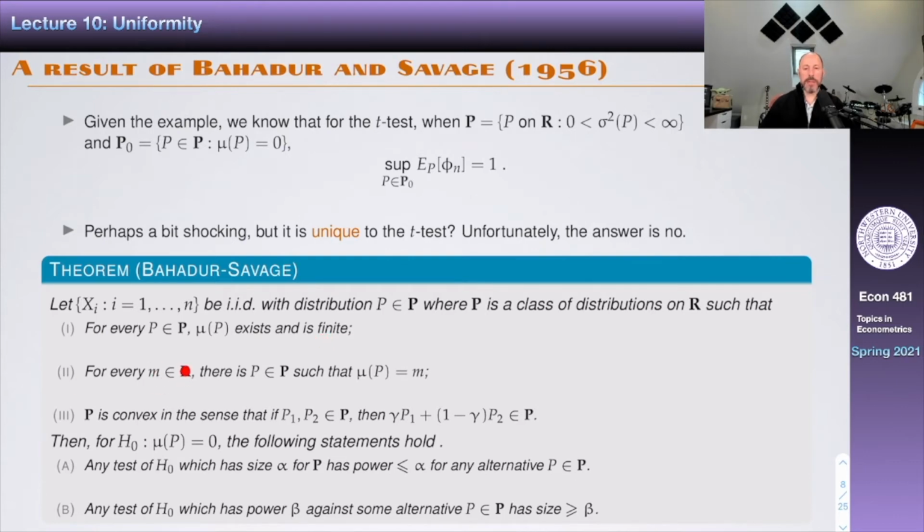Two, you give me a number on the real line, and it doesn't matter what number that is, I can find a distribution that has that number as its mean. Okay? Then three, bold P is convex, in the sense that if you give me 2 distributions in bold P, and I make a new distribution which is a mixture of these 2, then that also belongs to P. Okay? And I want you to understand moving forward what this notation means when you write gamma P1 plus 1 minus gamma P2. It just means that with probability gamma, you sample from P1, and with probability 1 minus gamma, you sample from P2. And that's a new distribution. Okay.